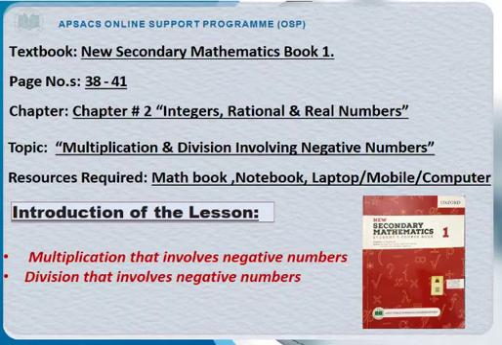Textbook New Secondary Mathematics Book 1, page number 38 till 41, Chapter 2: Integers, Rational and Real Numbers. Topic is multiplication and division involving negative numbers. This is the same topic which we have learned in OSP round 2. Resources required: math book, notebook, laptop, mobile and computer. Introduction of the lesson is multiplication that involves negative numbers, division that involves negative numbers.